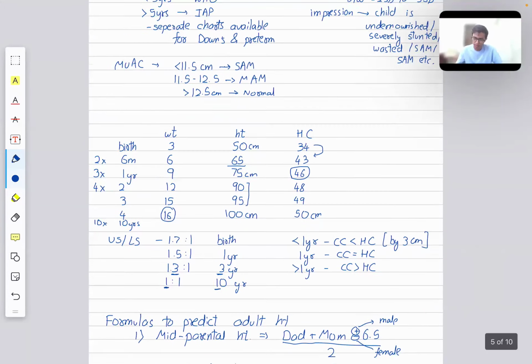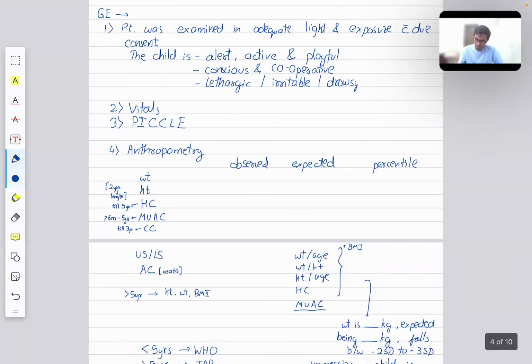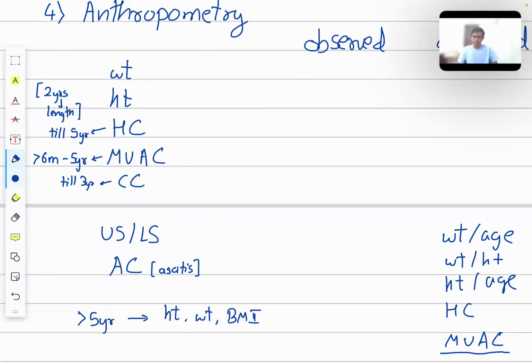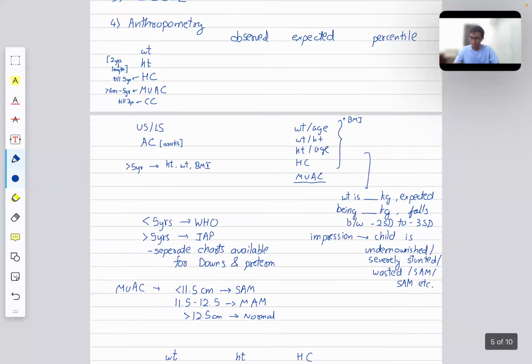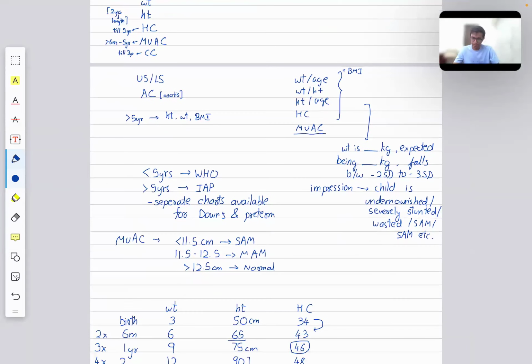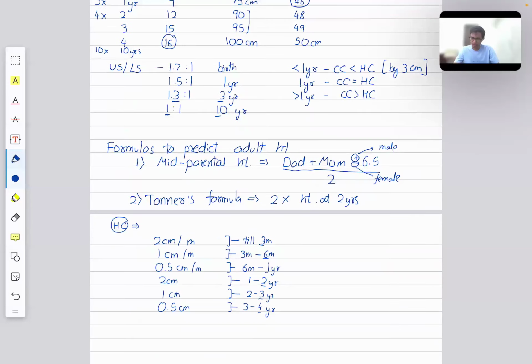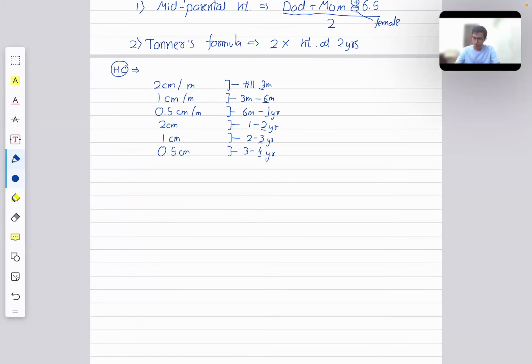Chest circumference again has to be measured by the cross-tape method, only up till a child of 3 years, at the level of nipples and midway between inspiration and expiration. I mentioned that the US-LS ratio has to be done only in relevant cases. The upper segment would be vertex to pubic symphysis, and pubic symphysis to heel would be the lower segment.